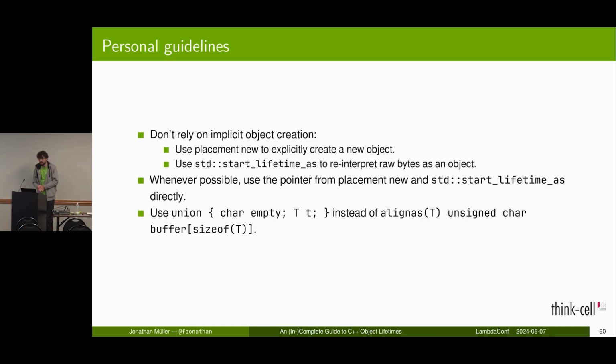And while you can create objects in an unsigned char buffer, just use a union to delay construction of an object. This is much nicer. You don't have to worry about reinterpret casts, provenance issues, and so on. It's just simpler to reason about.